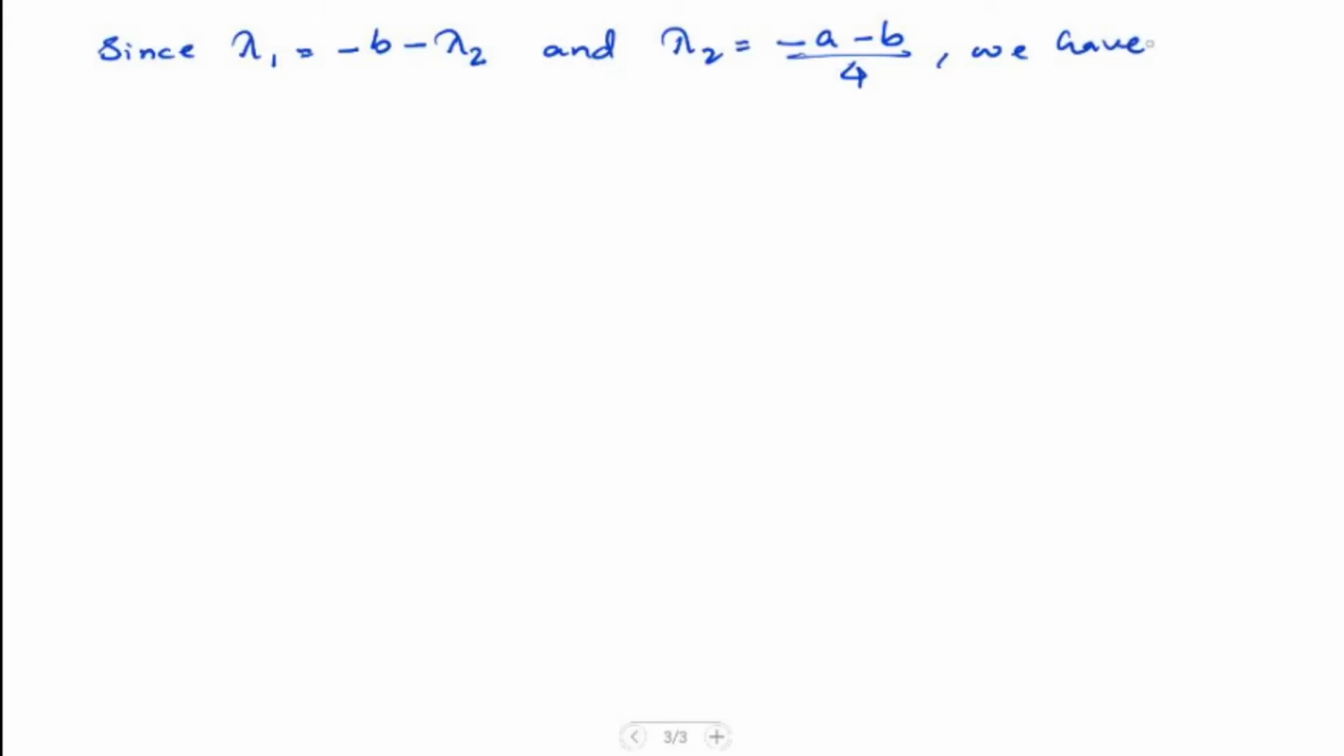But still we got lambda 1 here in terms of lambda 2, so we will work it out further to get it only in terms of a and b. So since lambda 1 is equal to minus b minus lambda 2, and lambda 2 is equal to minus a minus b divided by 4, we have lambda 1 equal to minus b. So instead of lambda 2, we'll replace it now here with minus a minus b divided by 4, and that will be equal to minus b plus a plus b divided by 4.